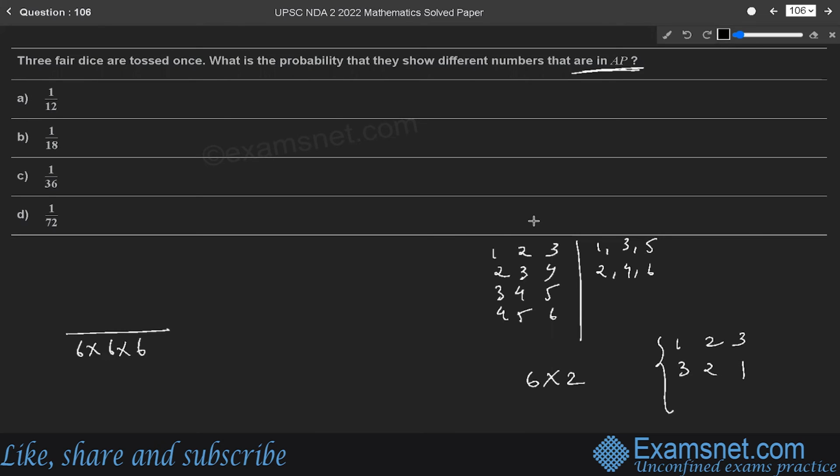So the required number is 12 upon the total sample space. It will be 12 upon 6 into 6 into 6, which gives 1 upon 6 into 3, which is 1 upon 18. So this is the required probability. So option number B is correct for this question.